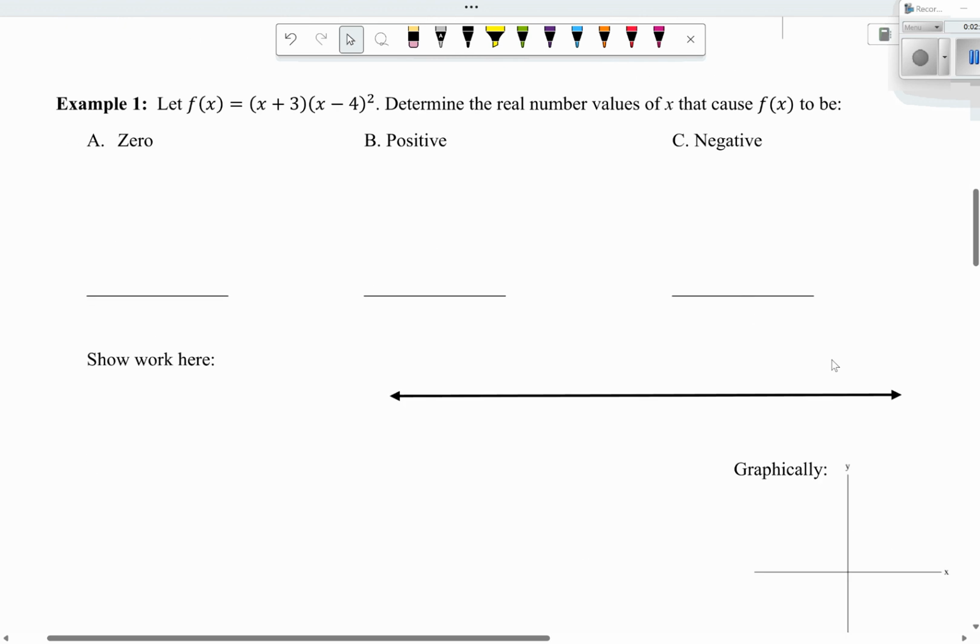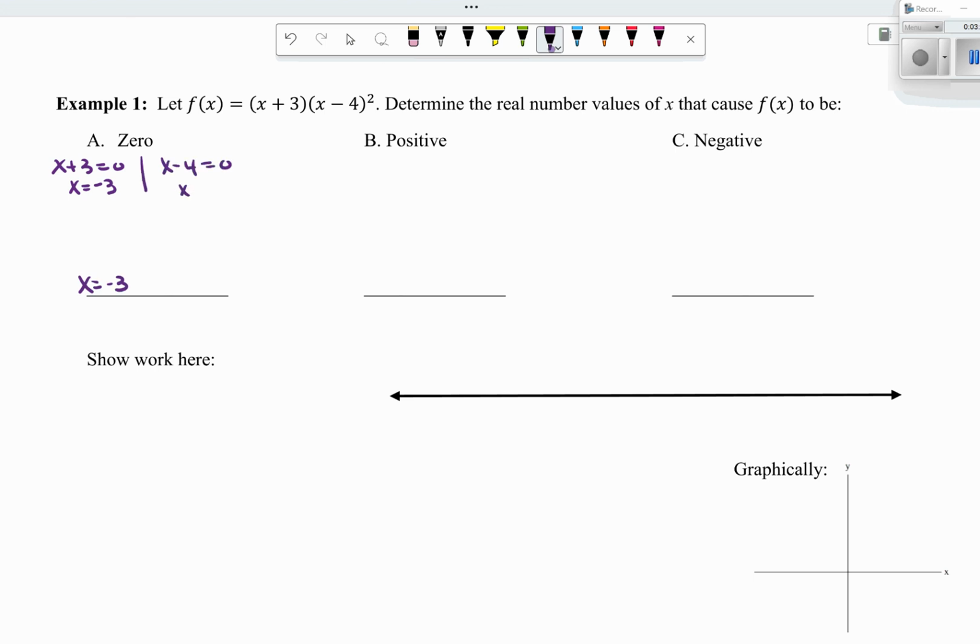It says, let f of x equal x plus 3 times x minus 4 squared. Determine the real number values of x that cause f of x to be 0. So when we're looking at the places where it's 0, remember we're just solving each of the factors. So x plus 3 equals 0, so x equals -3. And x minus 4 equals 0, so x equals 4. So those are the zeros of the equation. We've talked about finding those already in this unit.